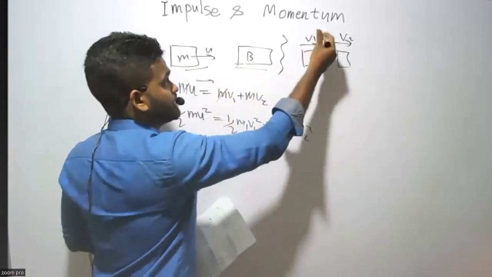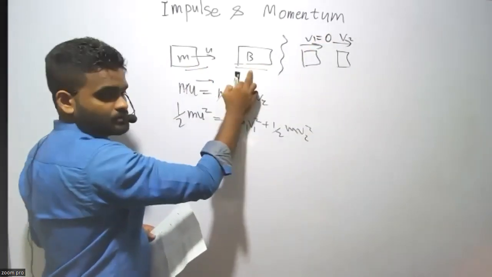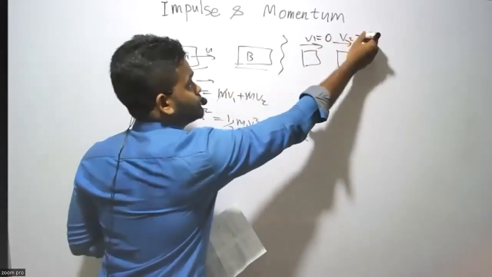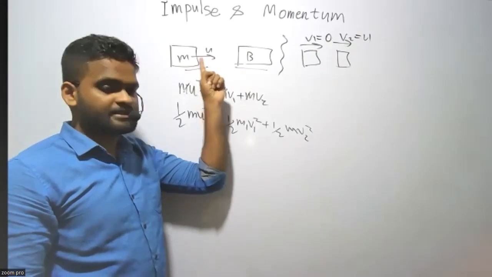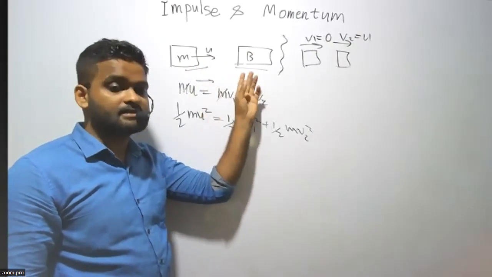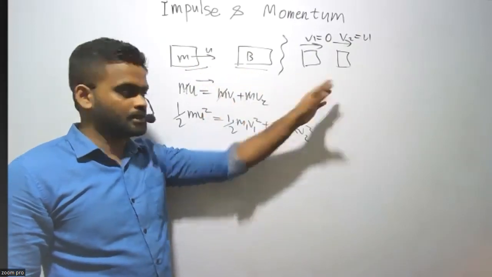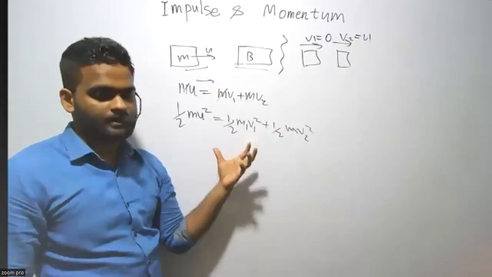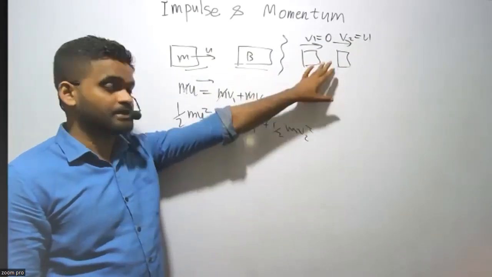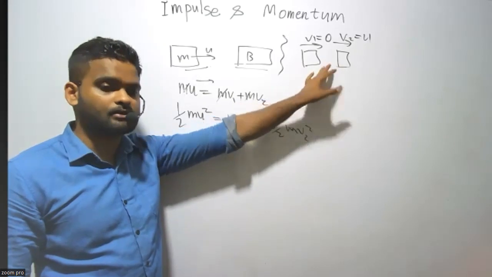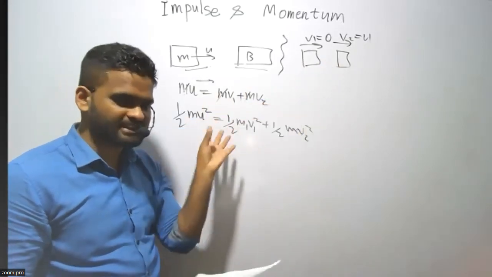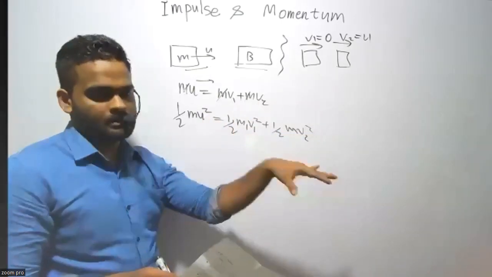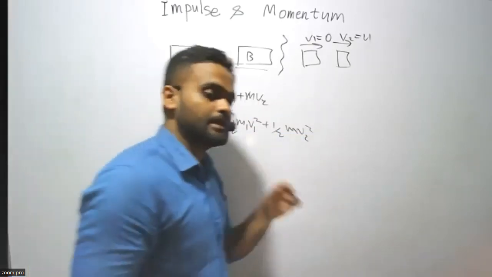So v1 becomes 0. This becomes u. See that? They change their velocities. This stops, then this gets a u. You can simplify this and find that. So that's what happens for perfectly elastic collisions. Okay, take it down. Velocities change always, but that is only for perfectly elastic collisions.